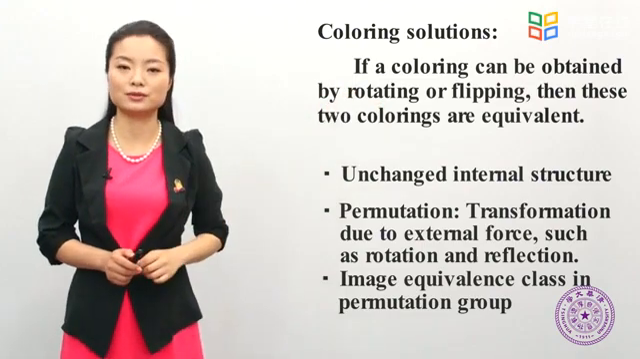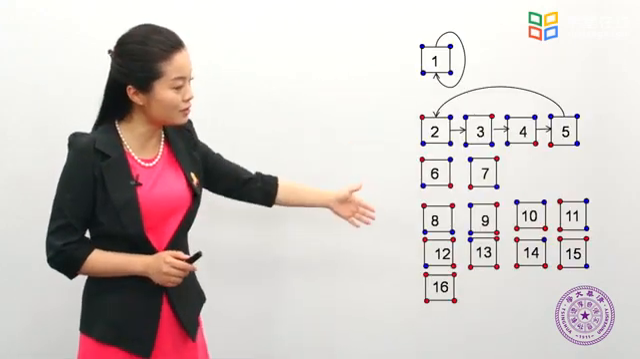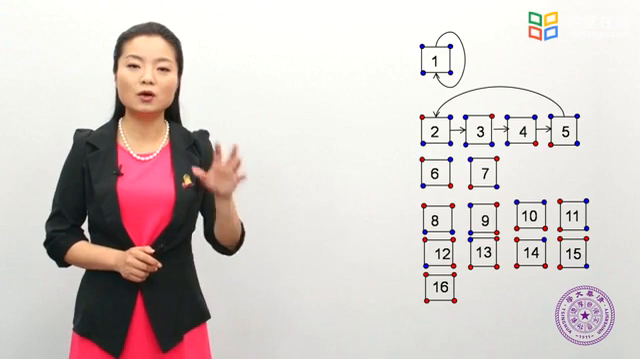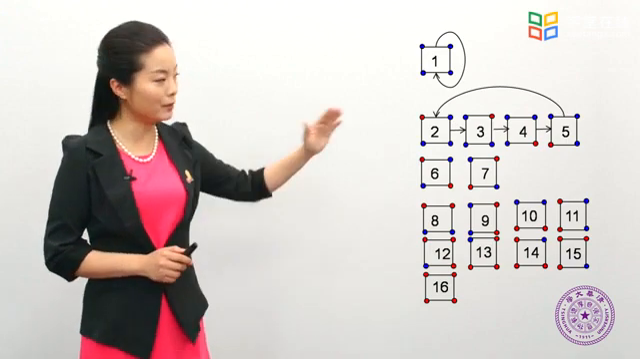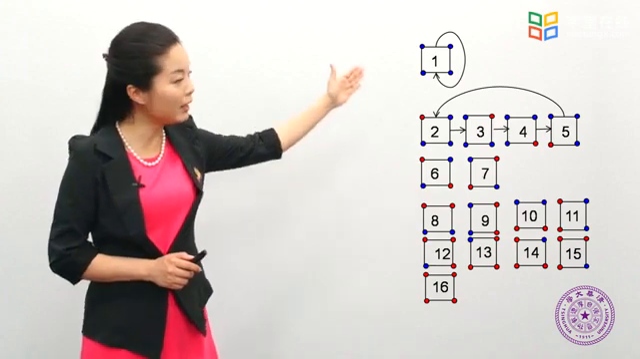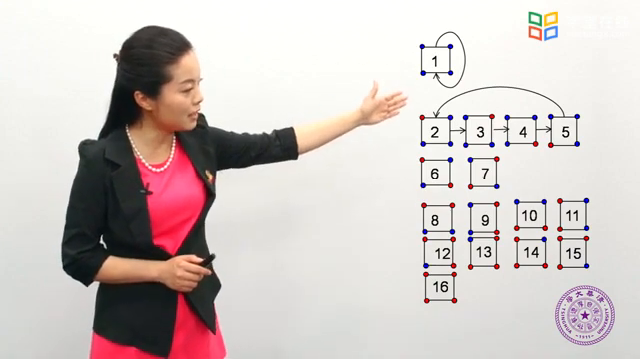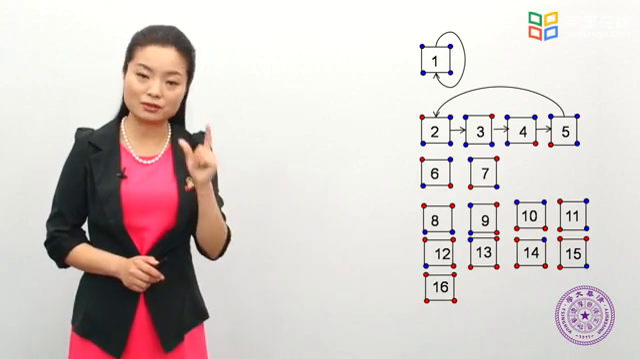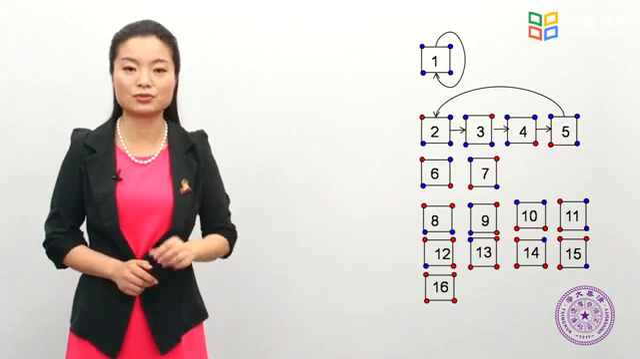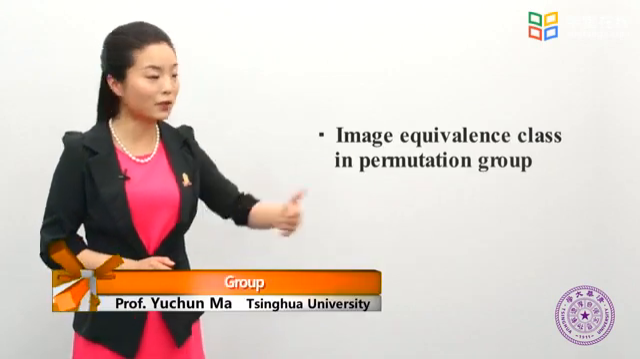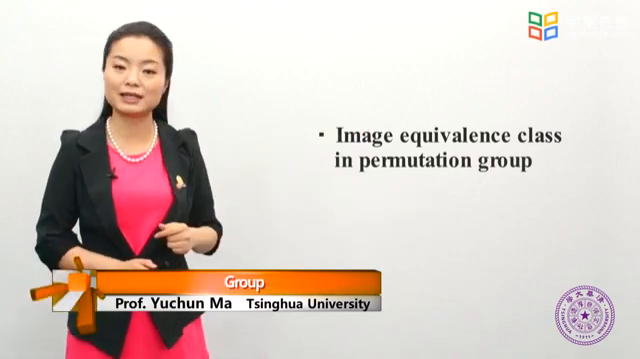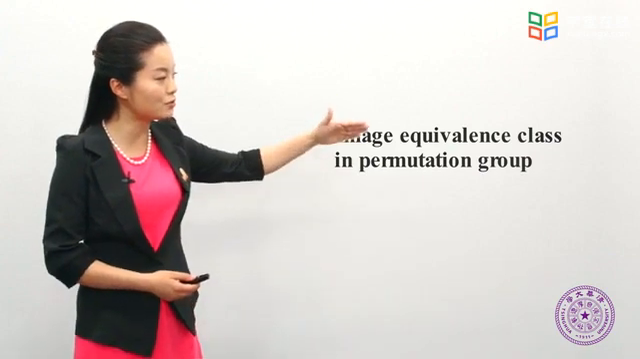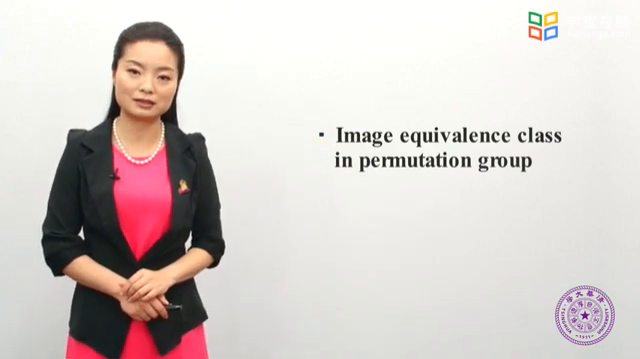For example, we label all these 16 images with symbols from 1 until 16. Corresponding to some external operation, for example a 90 degree rotation, image number 2 will become number 3, number 3 becomes 4, and we continue the same way all the way down. We will realize these permutations are several elements composing a permutation group. The permutation group gives us several different equivalence classes. Then the coloring solutions we are looking for are the equivalence classes of these images.